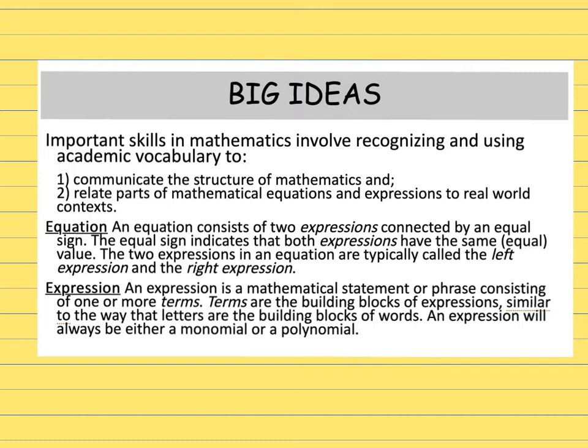An equation consists of 2 expressions connected by an equal sign. The equal sign indicates that both expressions have the same value. The 2 expressions in an equation are typically called the left expression and the right expression. An expression is a mathematical statement or phrase consisting of 1 or more terms. Terms are the building blocks of expressions, similar to the way that letters are the building blocks of words. An expression will always be either a monomial or a polynomial.